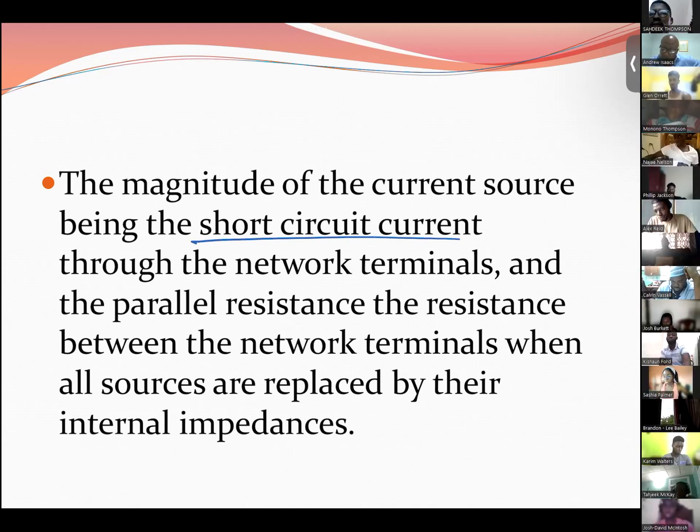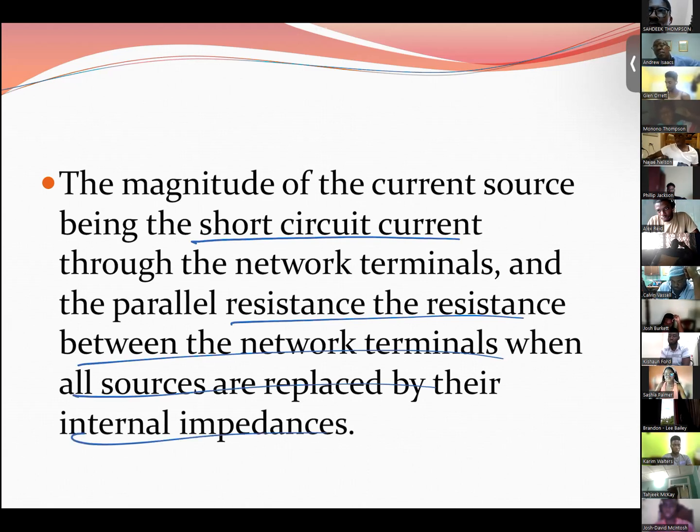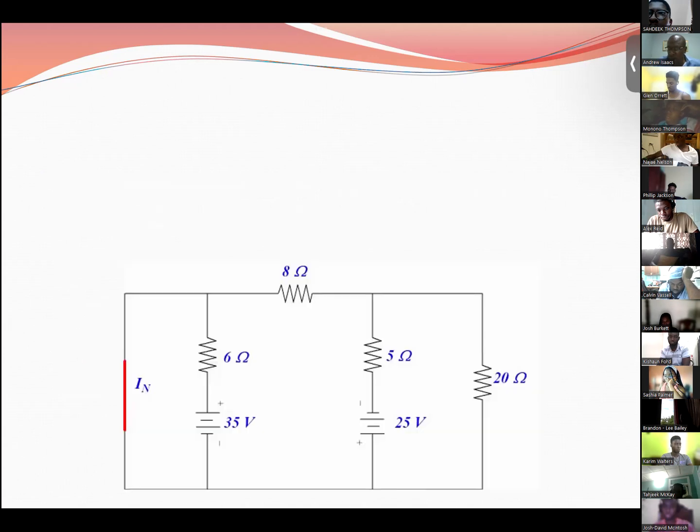Okay. So again, with Norton, we're dealing with short circuit current. Thevenin, open circuit voltage. And if you look at the definition for the resistance, you'll see that it is similar for both. So the resistance is the resistance looking into the terminals when we have replaced the sources by their internal impedances. So it means, therefore, that R Thevenin is equal to R Norton. So they are one and the same.